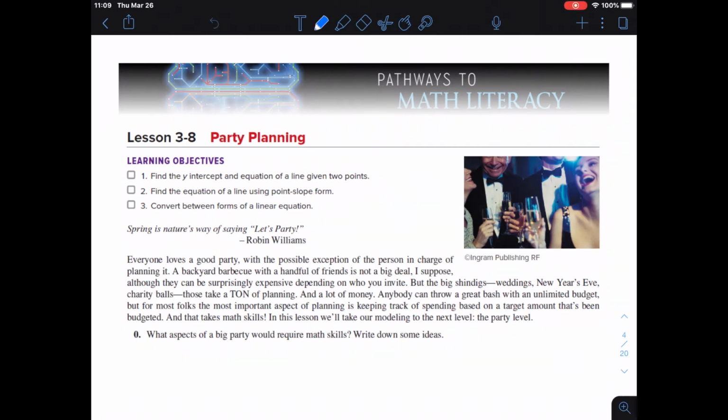So now we're going to go through lesson 3.8. What we're going to do here is we've only found equations of lines knowing that initial starting point and knowing what that rate of change is going to be. Now we're going to change it slightly. Maybe we don't know that initial starting point we have. Can we still find the equation of the line? Can we find the y-intercept? We're going to learn about something called point-slope form.